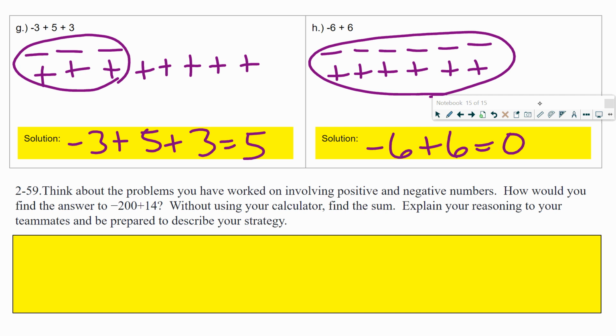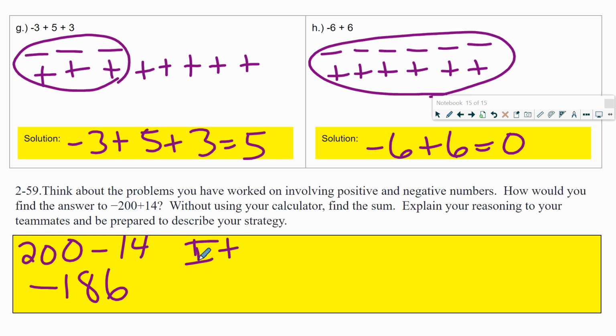For this problem, when we think of them having different signs, we think about subtraction. Like when we had the smaller numbers, negative 6 and 6, we subtract the 6s and get 0. So first you would do 200 minus 14. 200 minus 10 is 190, 186. And then it would be negative because there are more negatives than positives.